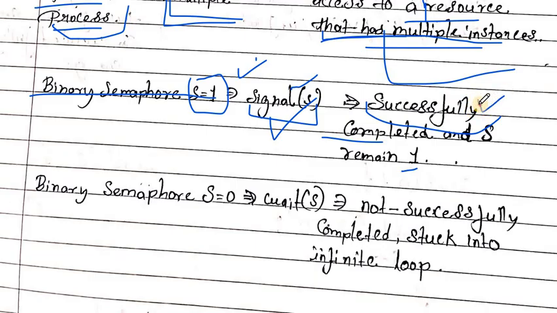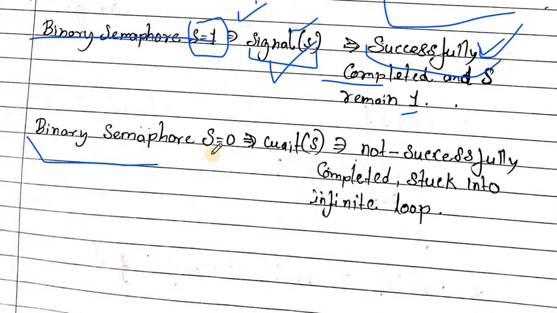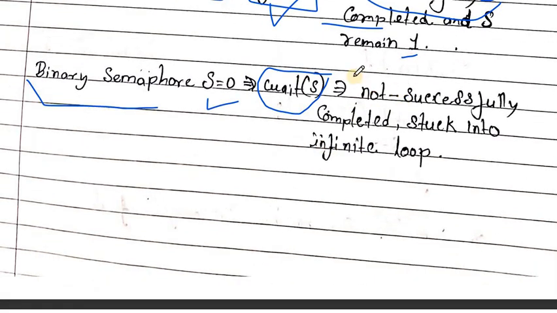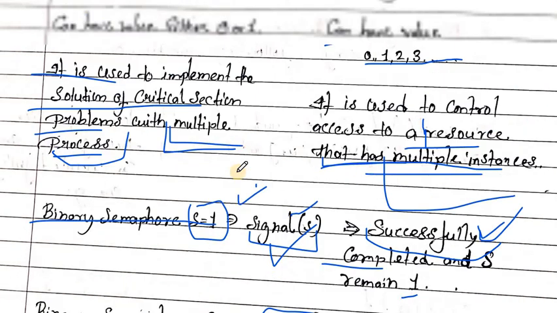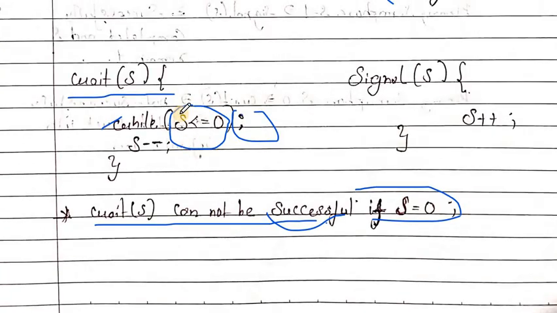In the binary semaphore, if s is equal to 0 and we apply the wait function to decrement the value of s, the function does not complete successfully. It is stuck in the infinite while loop when s is equal to 0. Okay.